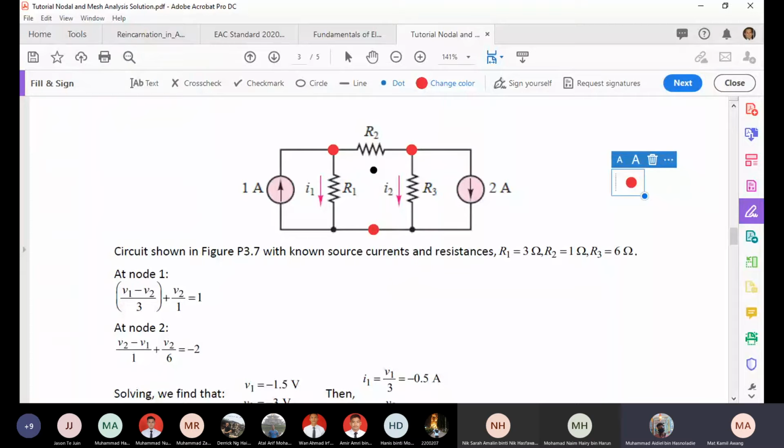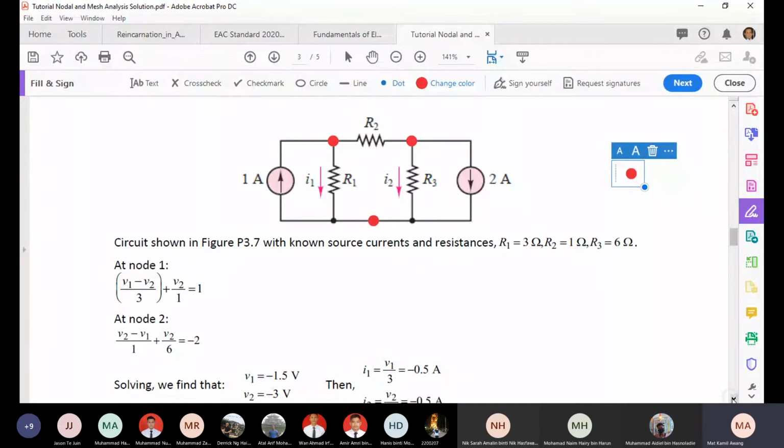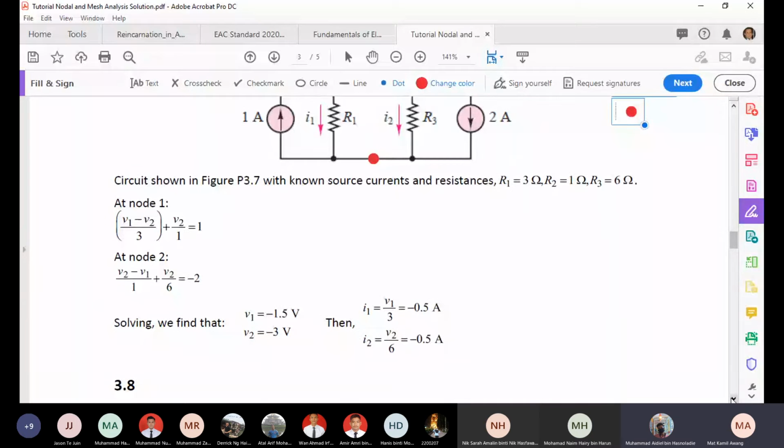There is a small mistake in this equation in the solution, so I will correct it using our own solution. From there you simplify the equation and you get the answer. I will give the correct answer later. From here you find V1 and V2.